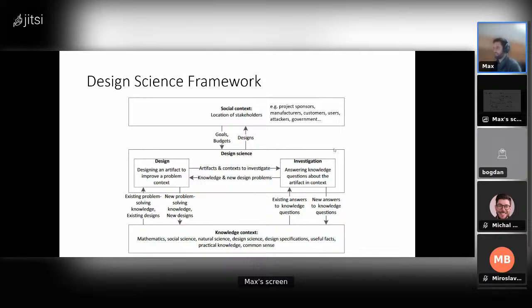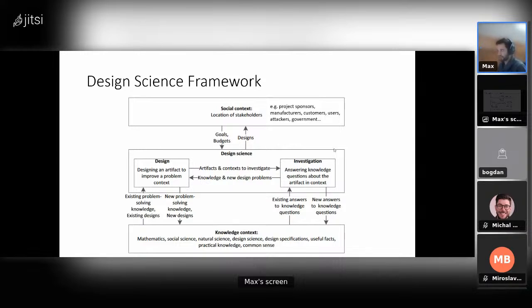So there are two contexts to take into account when we do design science. The first one is the social context, which you can see on the top. Basically, these are the stakeholders of the project. Very often you will have the sponsors, the ones providing the money, but it can be anything else, like the manufacturers, customers, users.